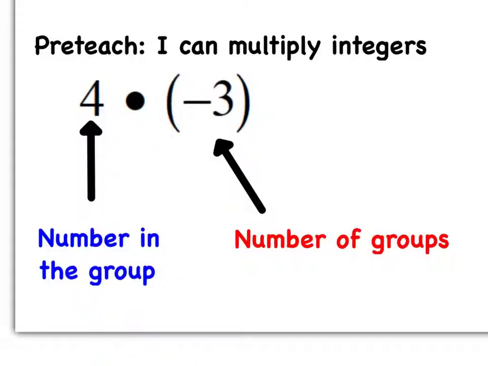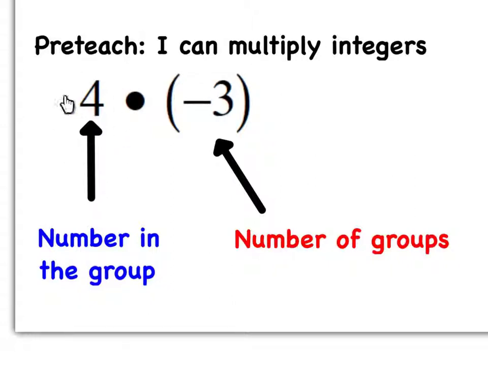Today we're going to learn how to multiply integers. Remember, integers are positive and negative whole numbers, so basically anything except a fraction and a decimal. Let's look at how we're going to multiply these integers together.